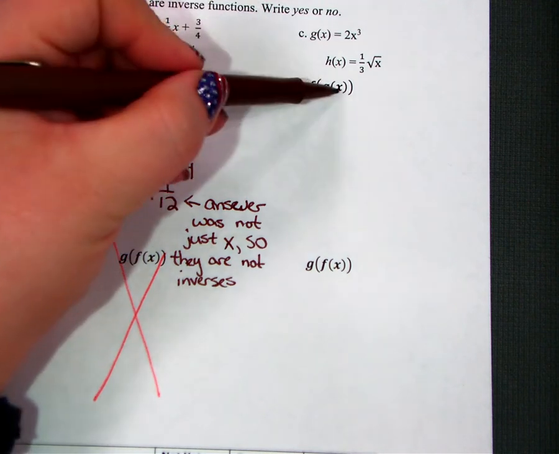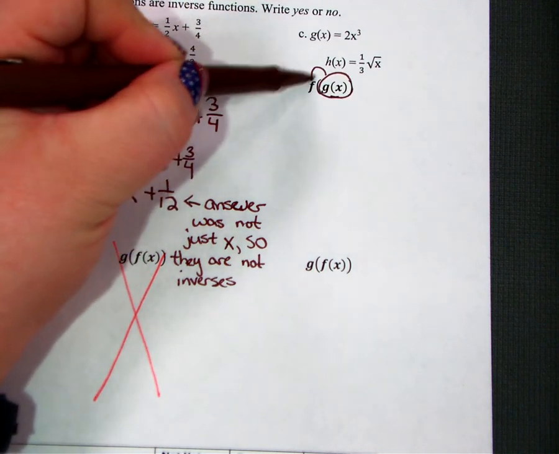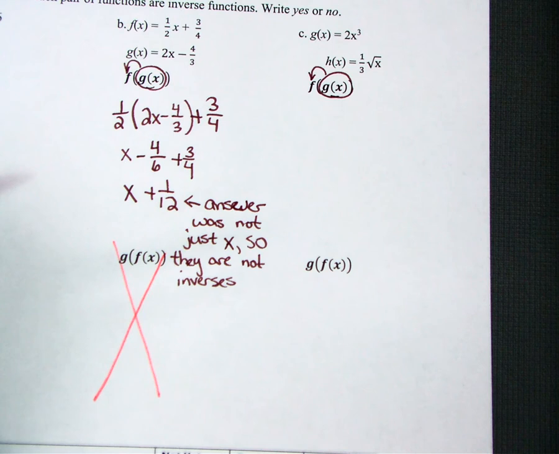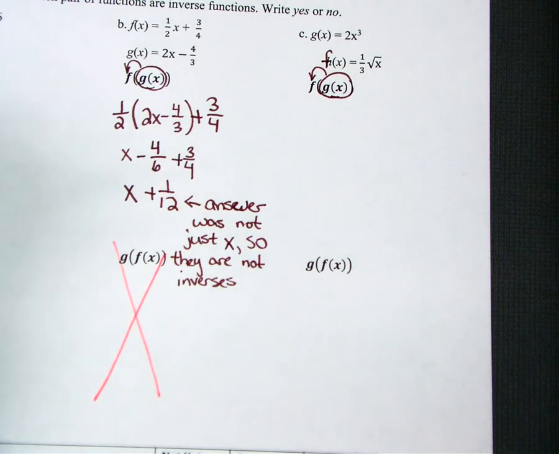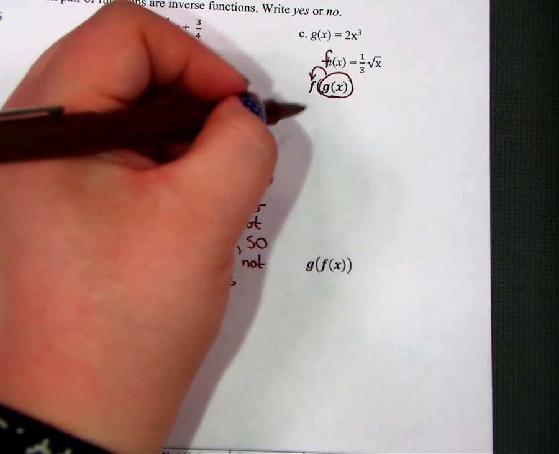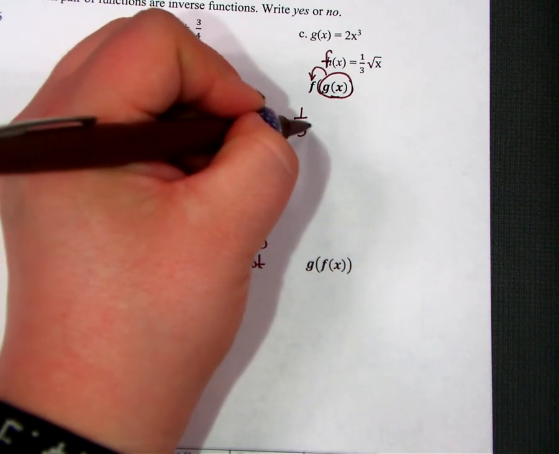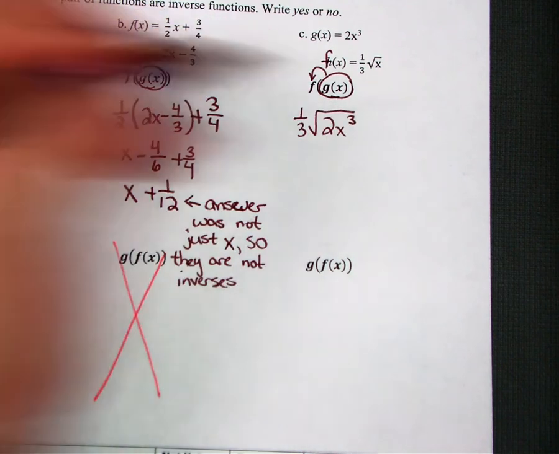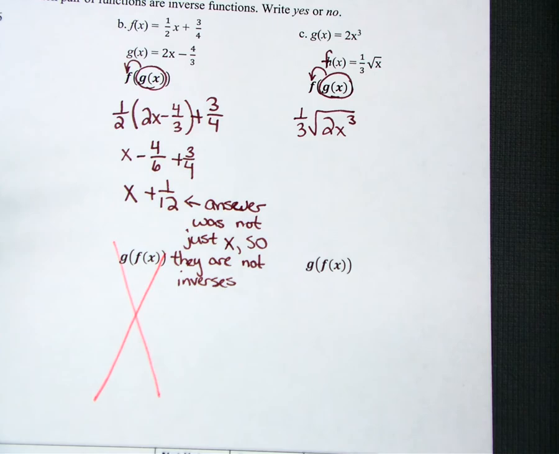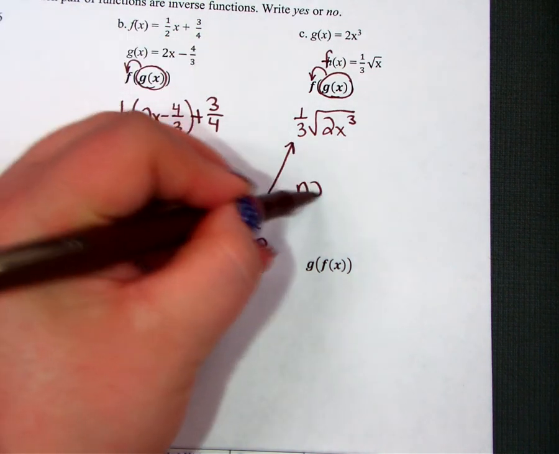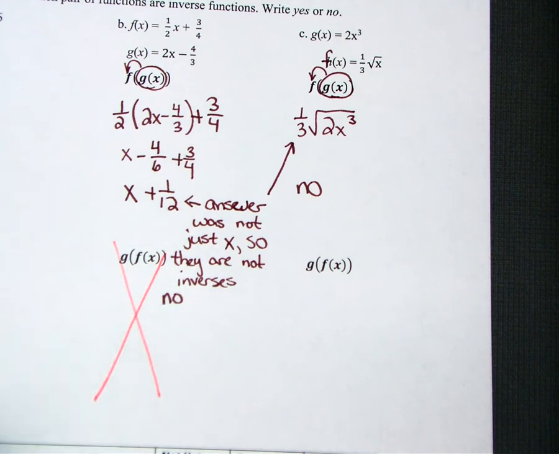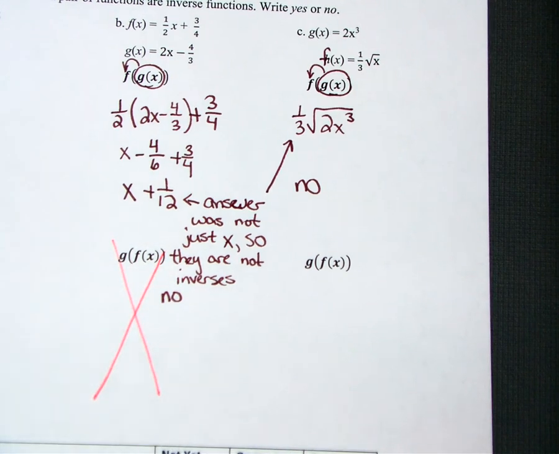Let's take a look at C. So we are going to take g of x, and we're going to put it in to f. We're going to pretend that that said f all along. So I'm going to take 2x cubed, and I'm going to plug it in for x. Well, by golly, I can't go any further. And that's not x. So the answer is just no for both of those. Which means I don't even have to do the second composition. I don't care if I get x.